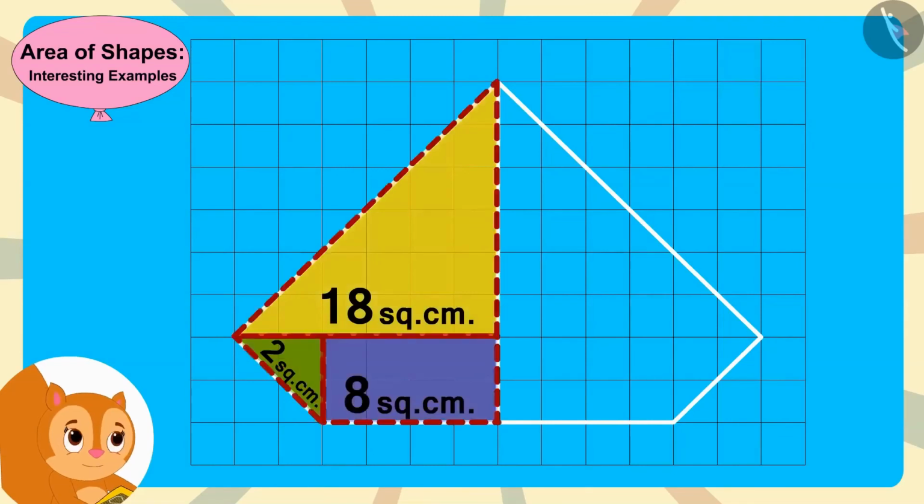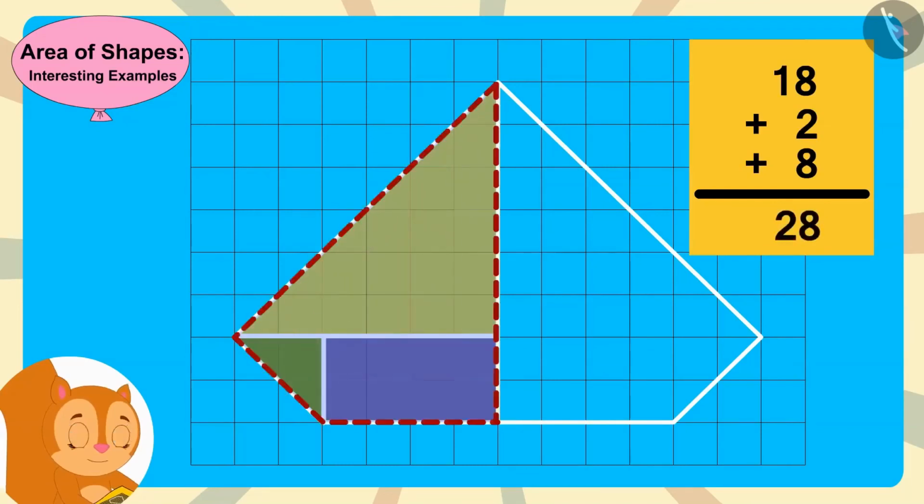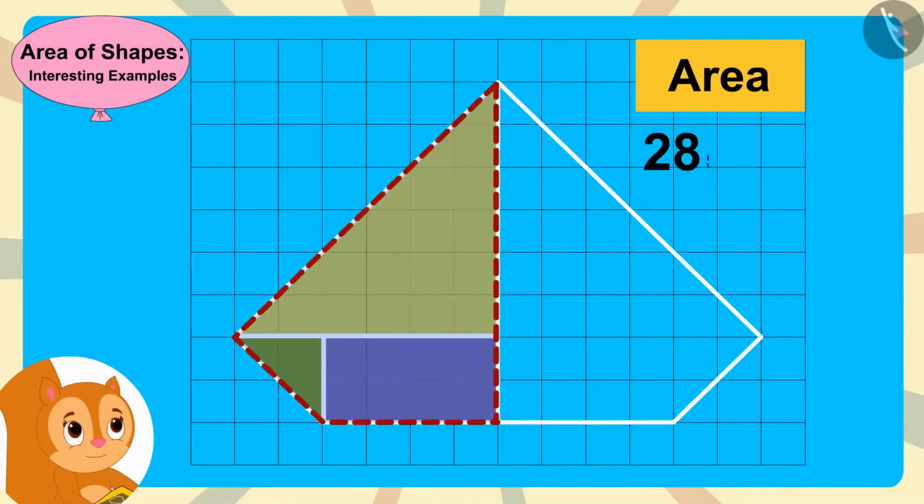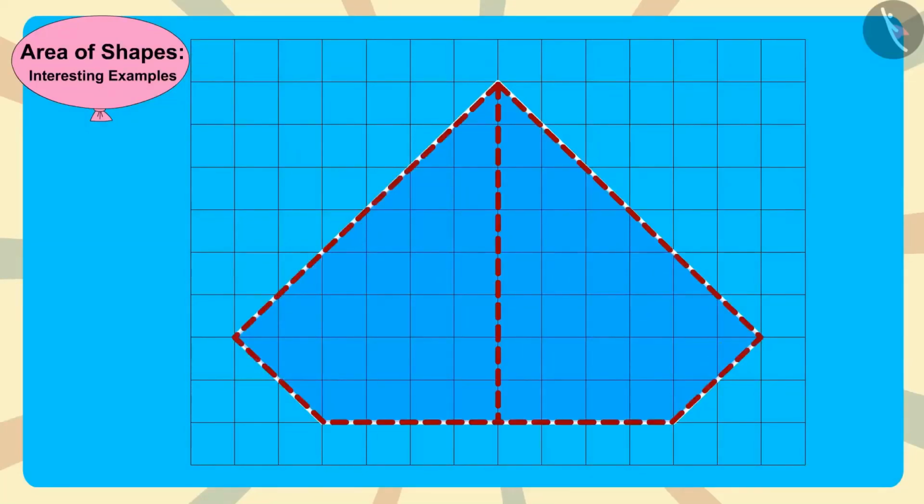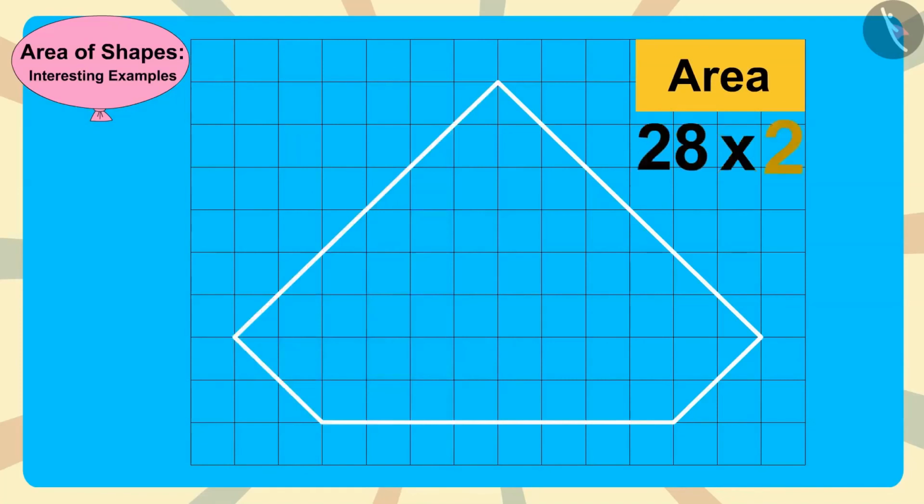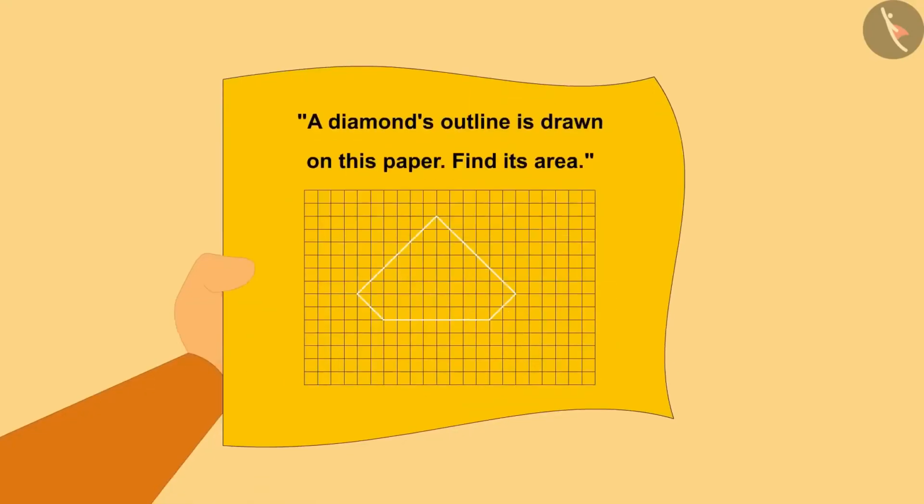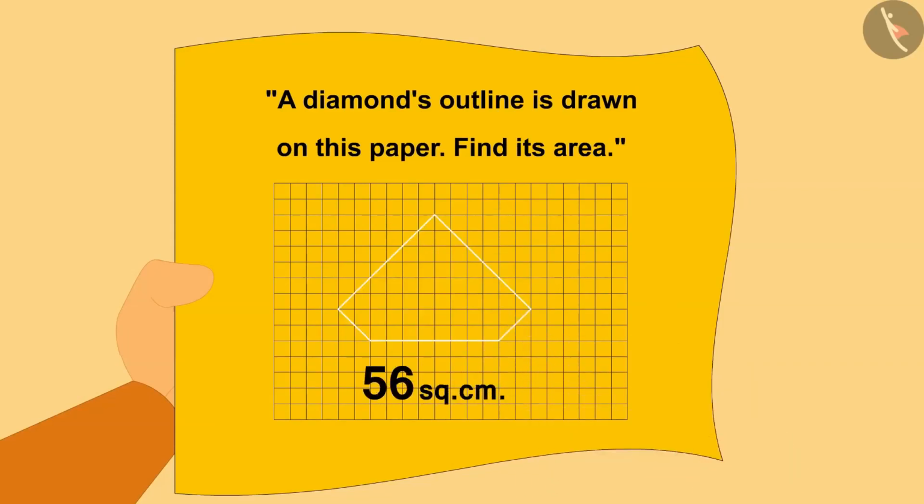By adding the area of all these shapes, I will get the area of this part of the diamond. The area of this part of the diamond is 28 square centimeters. Chanda quickly found the area of this part of the diamond. Now, because the diamond is made of these two equal parts, she multiplied the area of this part of the diamond, 28, by 2. Okay, the area of this diamond is 28 into 2, 56 square centimeters. Chanda immediately wrote the area of the diamond as 56 square centimeters on that paper.